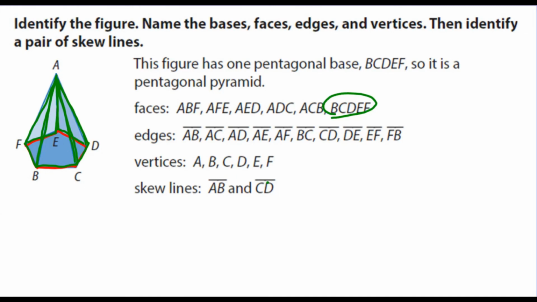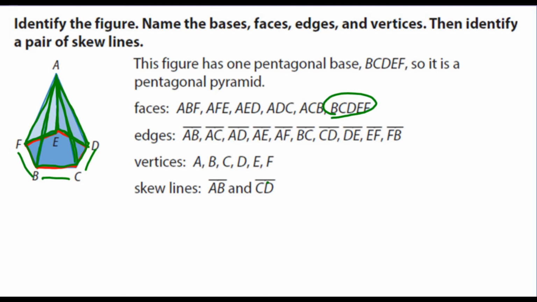The edges are all line segments, so we write those as line segments, and we have all the line segments coming down from the vertex A. So we have AB, AC, AD, AE, and AF. And then we have all the line segments that make up the base. We have BC, CD, DE, EF, and FB. So those are all the edges on our pyramid. And then the vertices, those are just all the corners. So that's A, B, C, D, E, and F.